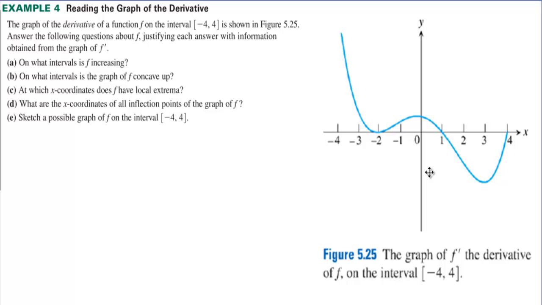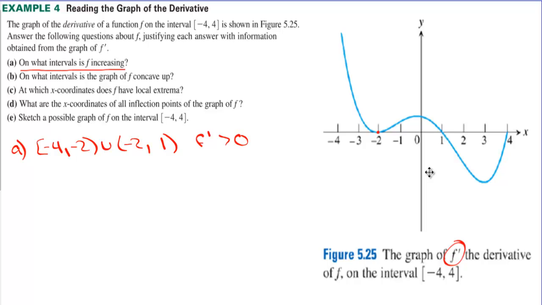Letter A says, on what intervals is f increasing? Remember, this is the graph of f prime, not the graph of the original function. We know that a function is increasing when its first derivative is positive. The first derivative is positive from negative 4 to negative 2, and also from negative 2 to 1. Now how do we know that f is increasing? We know that f prime is greater than 0. It's positive.